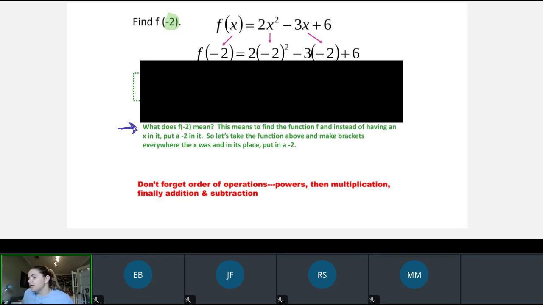So if you're plugging it in the calculator, make sure you put everything in parentheses that needs to be in parentheses. And also remember to use the negative sign, which is under the 3, not the minus sign when you plug in a negative 2.